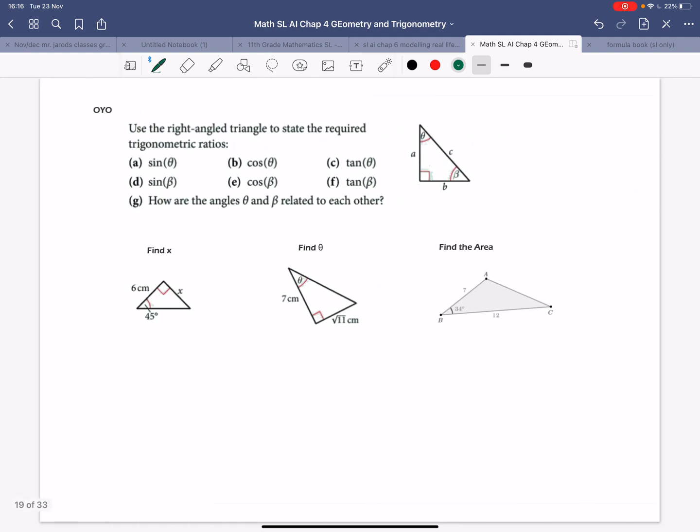All right, on your own, let's see if you guys can figure out the trig ratios for those. Find the x in these three right there, find the area, and then on our classwork, we will be doing a lot of word problems. Hopefully, you guys got this under control. You're ready to go. Looking forward to getting a good grade on this trig stuff.